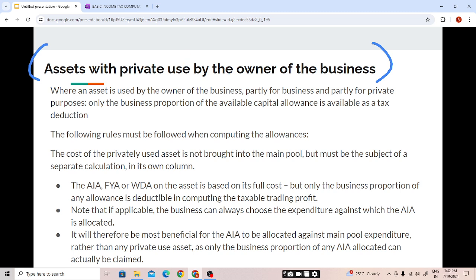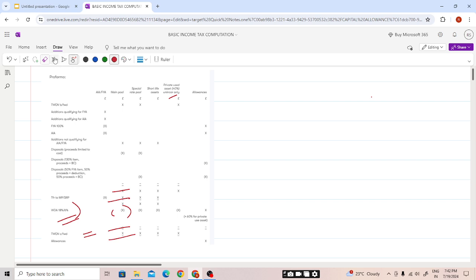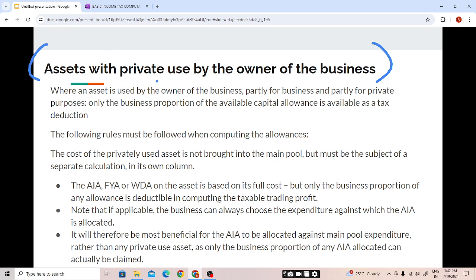If the asset is used by the owner for his private use, then we will classify that asset under the private use asset pool. If it is used by his employee, then it will not be considered as private use. It must be used by the owner of the business. Where an asset is used by the owner of the business, partly for business and partly for private purpose, only the business portion of the available capital allowance is available as tax deduction.